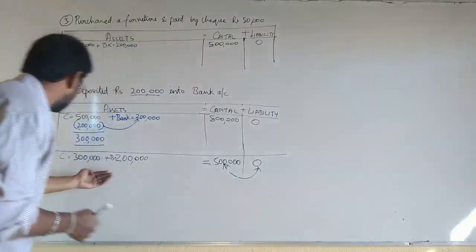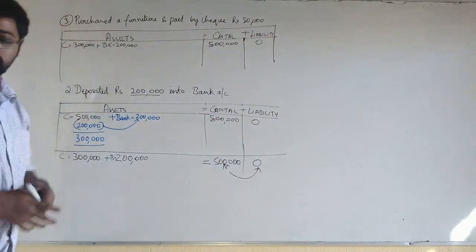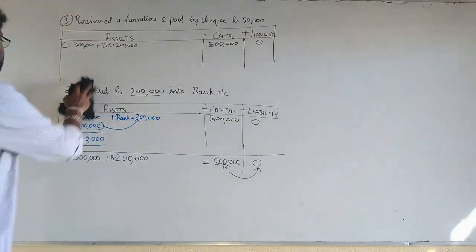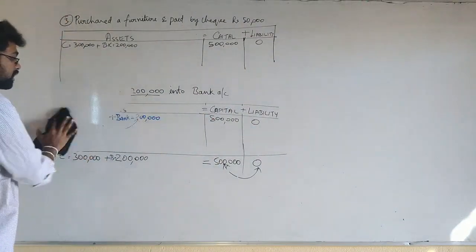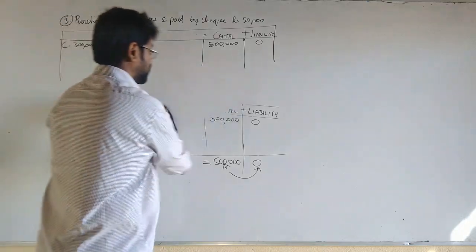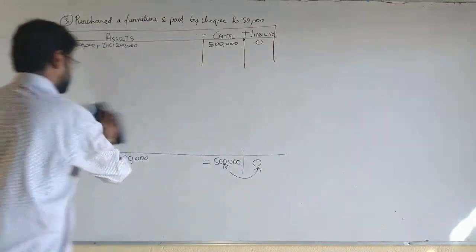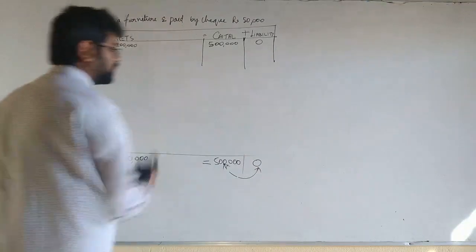Okay, so from this we are taking this balance. Now I'll be erasing this second transaction so that I can make space for the third transaction. Sorry, fourth transaction.